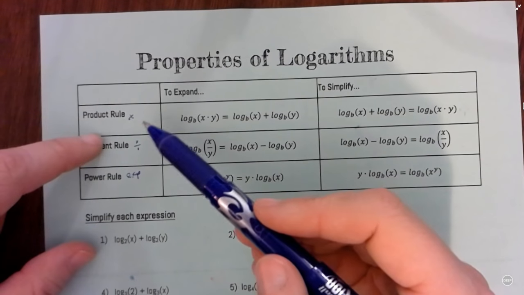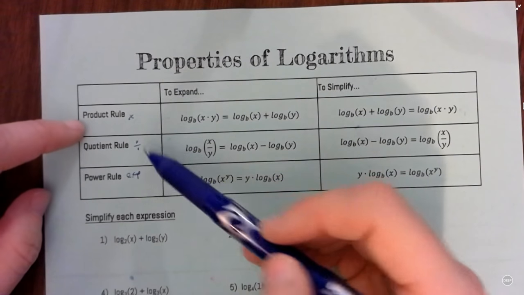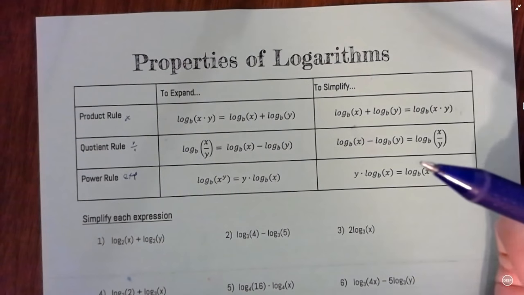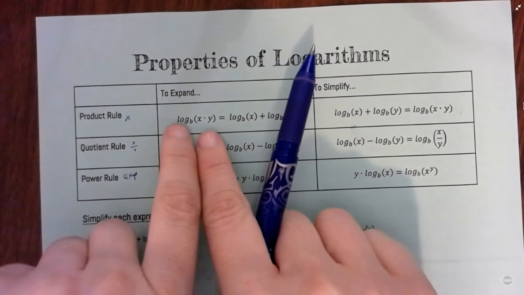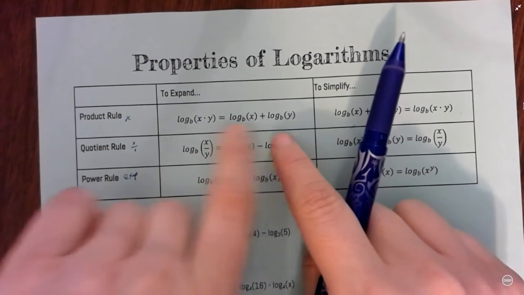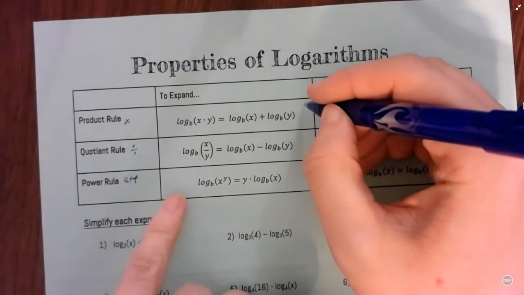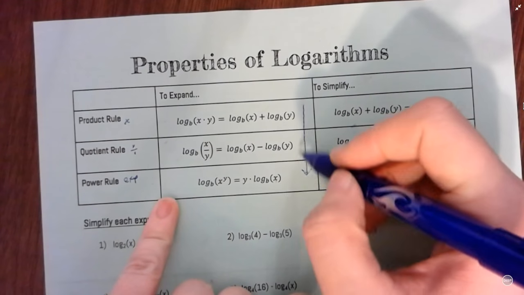Now if you look at the names of the rules, product rule, quotient rule, power rule, so multiplication, division, and exponents, those are basically PEMDAS steps. So when you're expanding, meaning when you're taking a single log and splitting it up into multiple parts, you are going to do first product and quotient rule and then power rule. So you're basically doing reverse PEMDAS here.